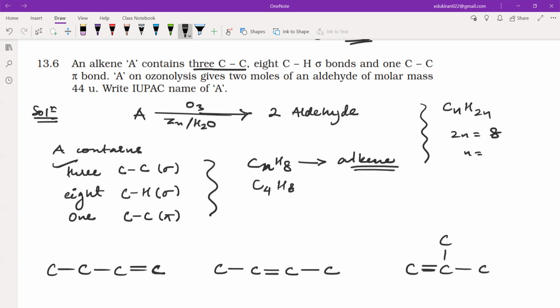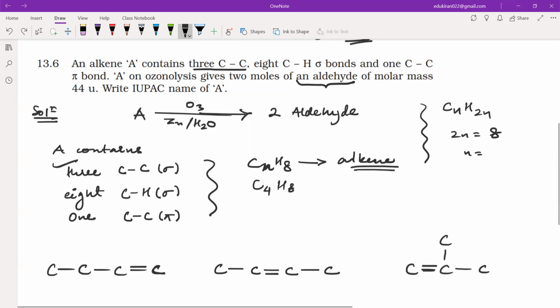Correct, Samaira? Yes, sir. Now, it is saying it is going to give me 2 moles of an aldehyde. That means how many products are there? There is only one product, but 2 moles of it. So you understand? When I write it gives 2 aldehydes, what is the difference between 2 aldehydes and 2 moles of aldehyde? Yes or no, Samaira? You understand the difference?